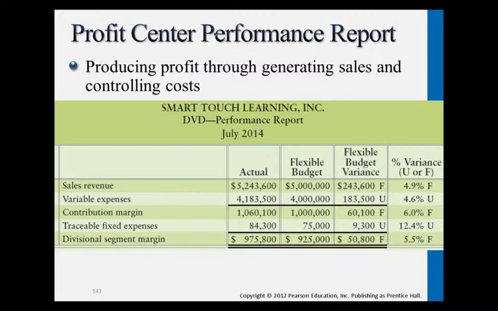So we have the profit center performance report here. In profit centers, as you remember, our managers were responsible for generating revenue and controlling costs, right? So we're going to be combining the two now. We're producing profit through generating sales and controlling costs. Let's look at the DVD performance report, just one line of product. So what do we have? We have sales revenue, variable expenses, contribution margin, traceable fixed expenses, and then divisional segment margin. We also calculate our flexible budget variance and the percent of variance, right?